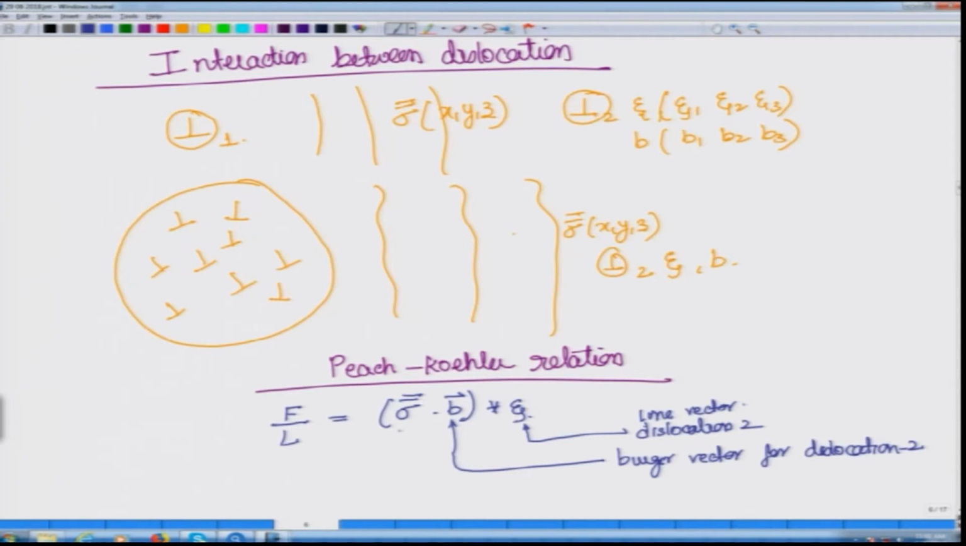Now, what is this stress? Where is this stress coming from? This stress is arising because of dislocation 1 or a bunch of dislocations or any other source. So, we can call it simply sigma from other sources. We have already seen how to calculate stresses from a single dislocation. So, if it is a single dislocation, we can directly find at a particular distance x, y, z what will be the stresses, and then we can put it over here, sigma dot b cross E, to get the forces acting per unit length onto the dislocation.